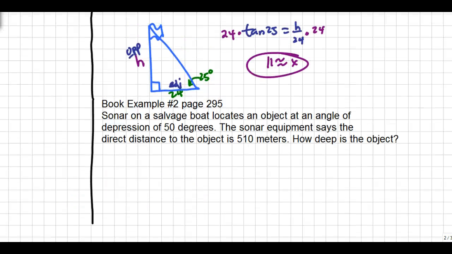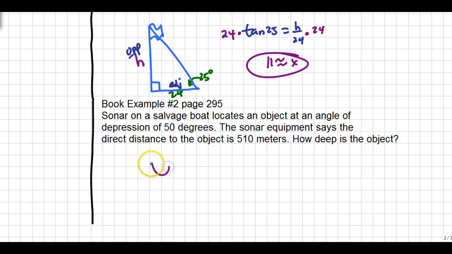In our example, a real basic example, we've got sonar from a boat that located an object under the water at an angle of depression of 50 degrees. The sonar equipment says the direct distance to the object is 510. That's what the sonar does, it verifies a distance using sound. And we want to figure out how deep the object is.